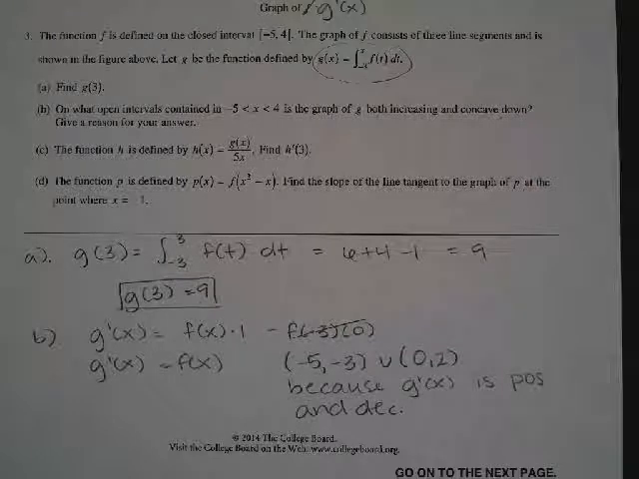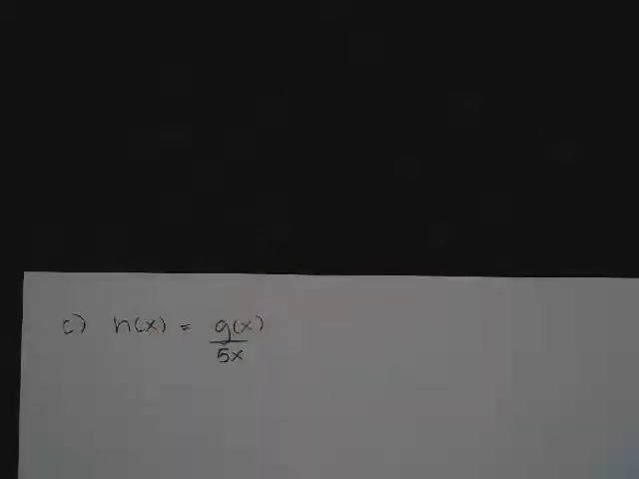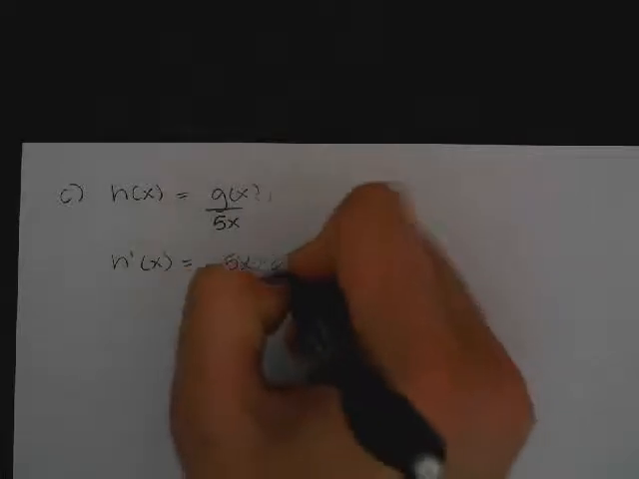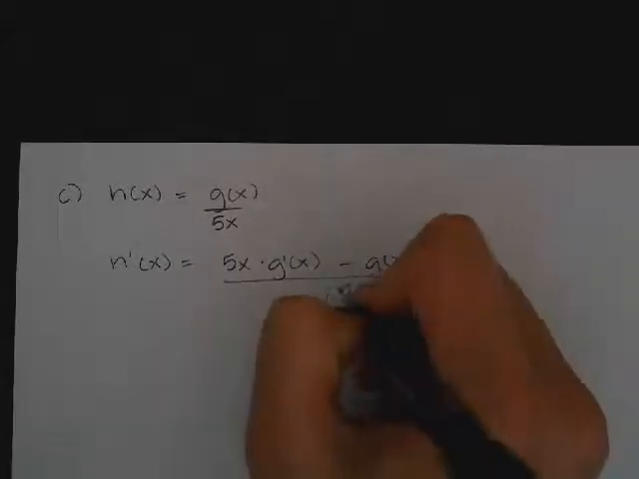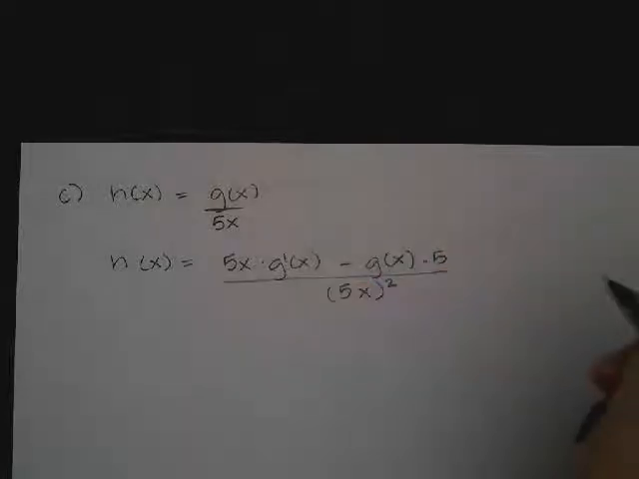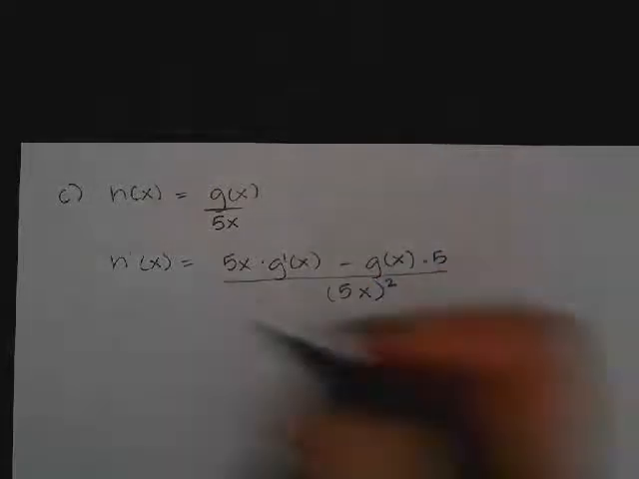All right, part C says h of x is g of x divided by 5x. And they want us to find h prime of 3, so I'm going to do the quotient rule to find the derivative. So I've got low d high minus high d low divided by low squared. And then I can go ahead and plug in 3.